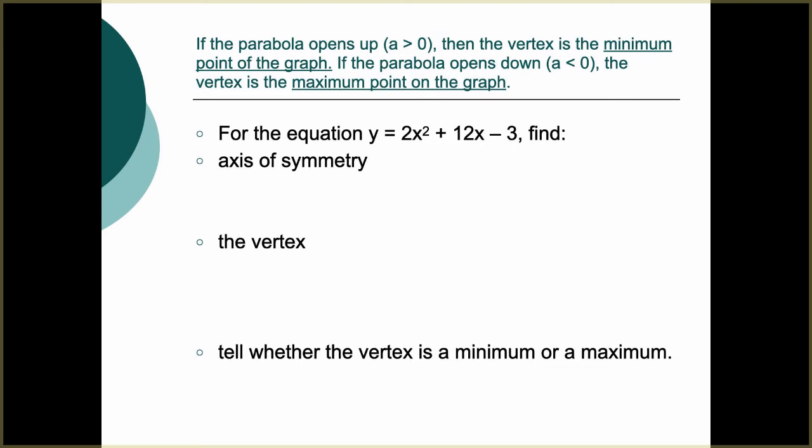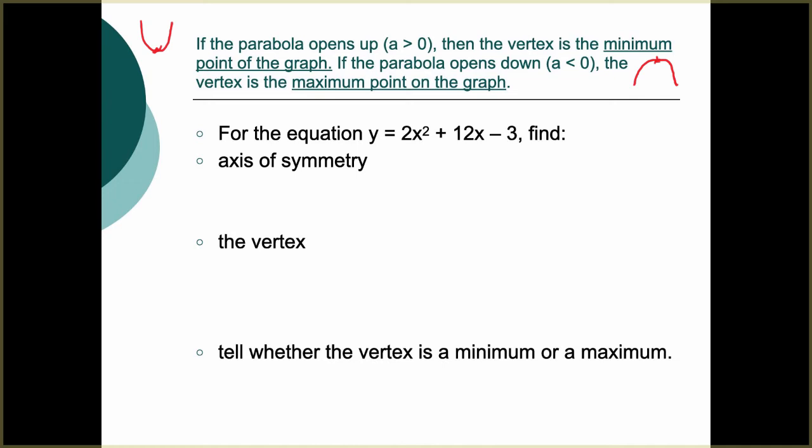The next thing we're going to talk about is minimums and maximums. If the parabola opens up, if it has this shape, our vertex here is down at the bottom, and we have a minimum point on the graph because all the y values are at the vertex or higher. If the parabola opens down, we have it looking like this, and our vertex is at the top of the hill, and all the y values are below. So this is a maximum y value. All the other y values are less than it.